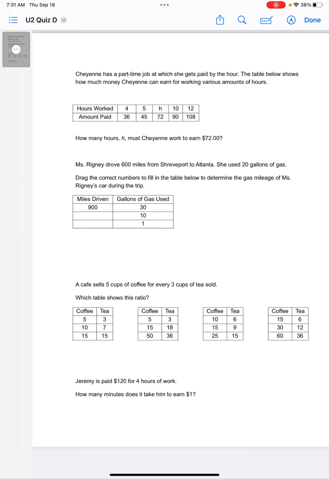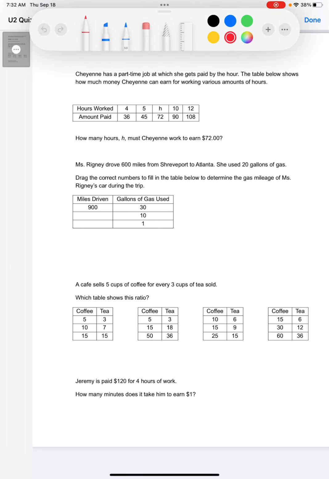Alright, so this is the review for the quiz that's tomorrow. Cheyenne has a part-time job which she gets paid for by the hour. The table shows how much money Cheyenne gets paid for working a certain number of hours. So how many hours H must Cheyenne work to earn $72? So what we're looking for is this right here.